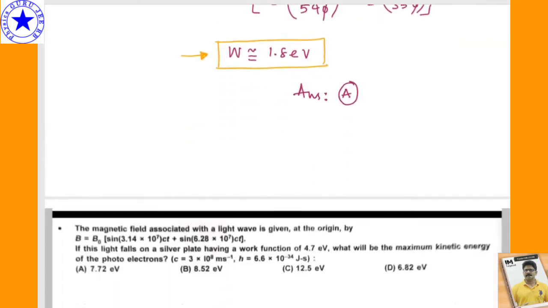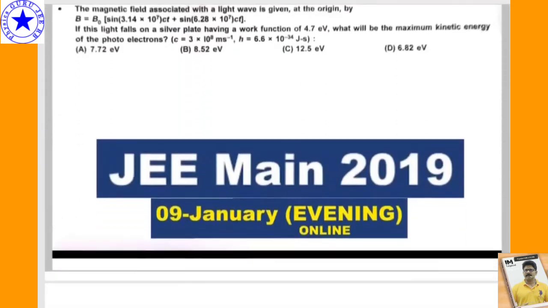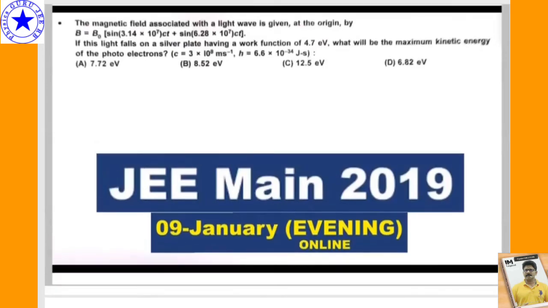It's nothing but work function. Okay, next move to the 2019 9th January evening question. The magnetic field associated with a light wave is given.